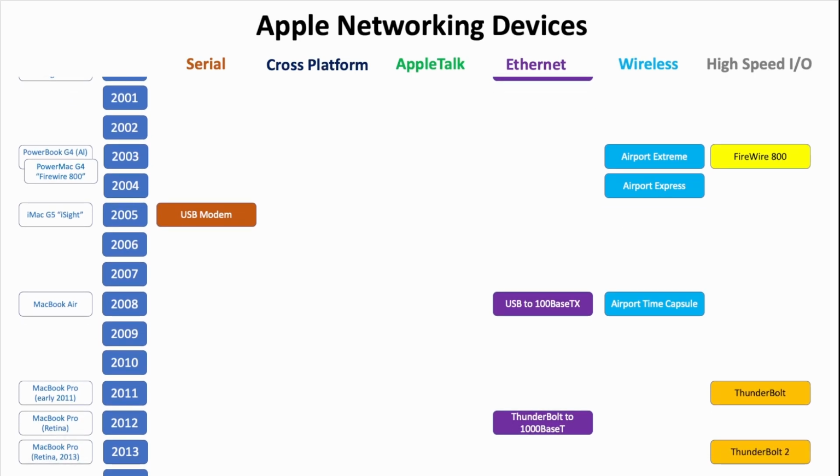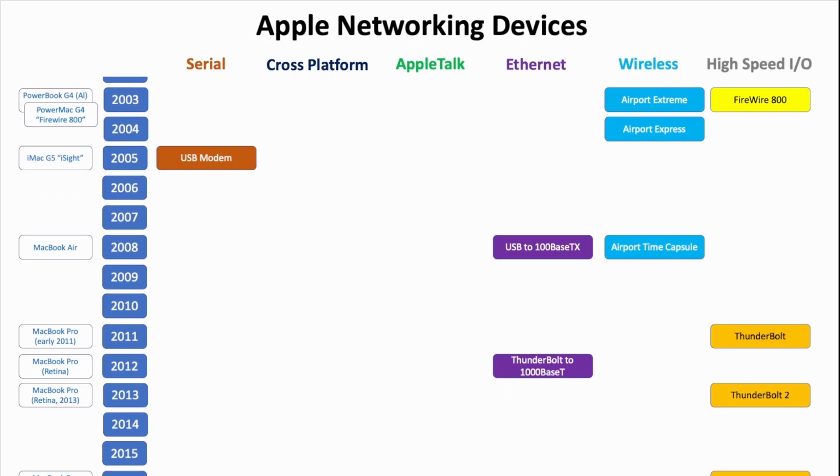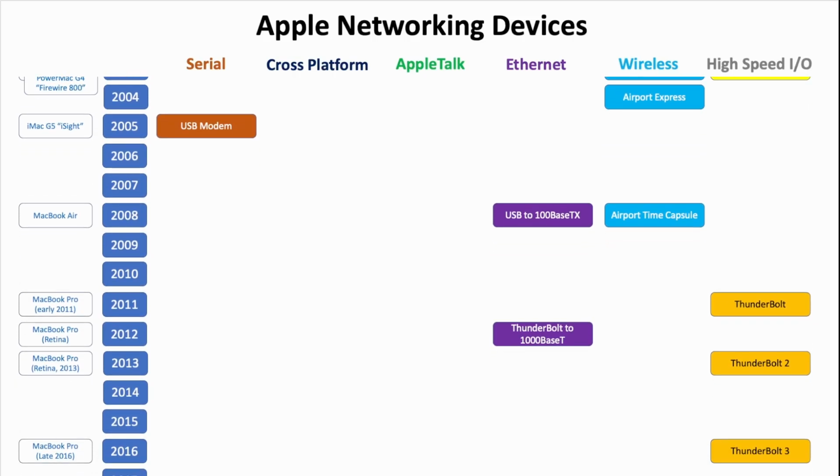In 2013, the MacBook Pro Retina version came with the upgraded Thunderbolt 2. Fast forward to 2016, and the MacBook Pro of the day introduced Thunderbolt 3, still capable of networking. And of course, at the same time, we know that Apple continued to use Ethernet and continued to support Wi-Fi.